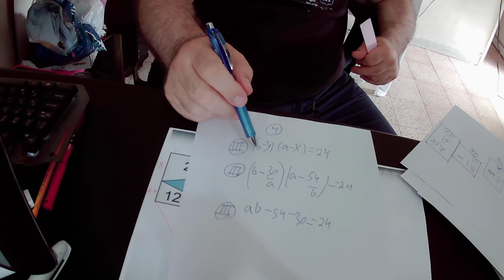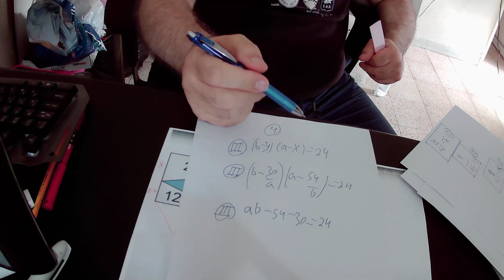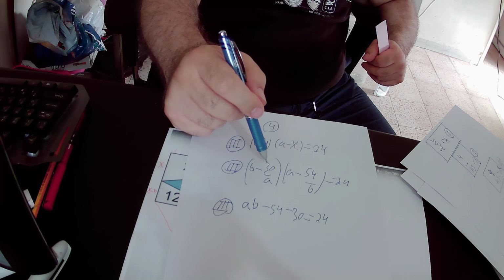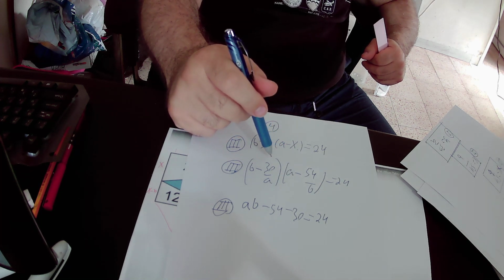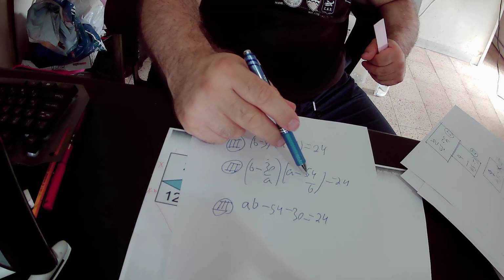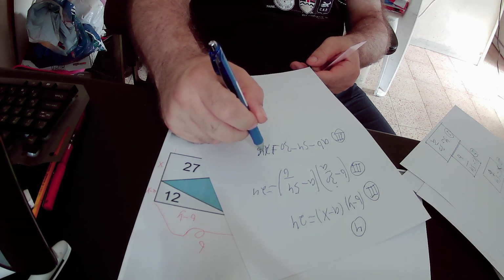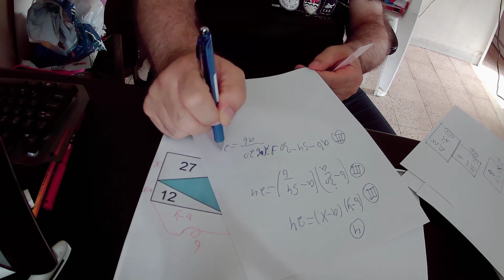Okay, we will repeat again. b times a equals ba, or ab, it is the same. b times minus 54 over b equals minus 54, and minus 30 over a times a equals minus 30, and 30 over a times 54 over b equals 1600, and 20 over AB, all equals 24.